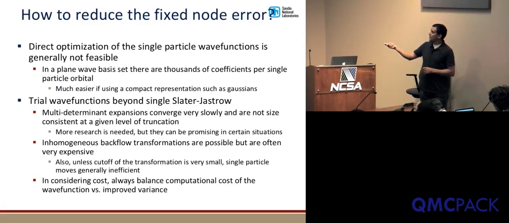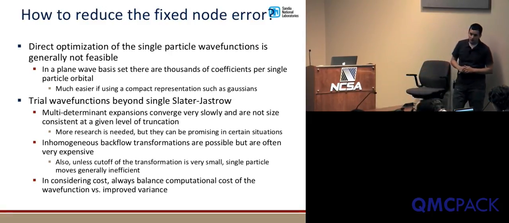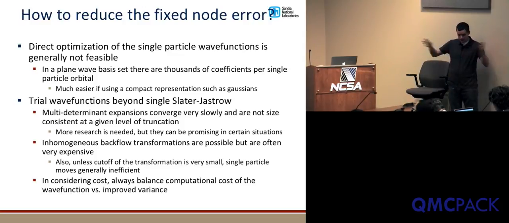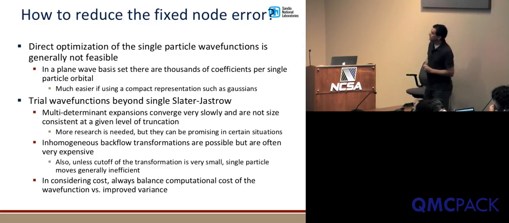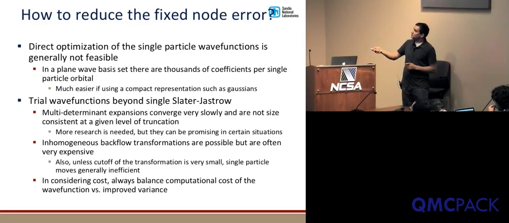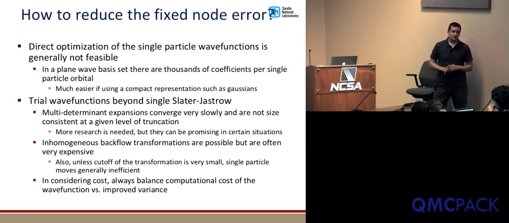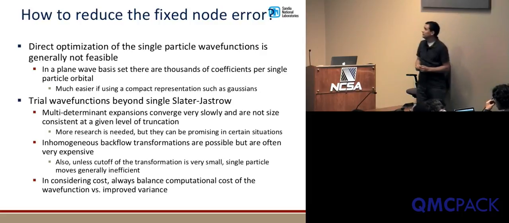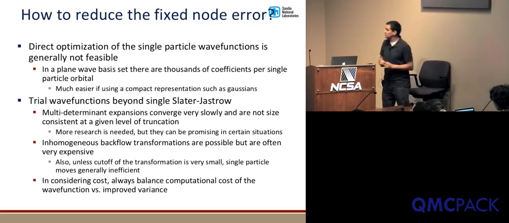There are these backflow transformations. David talked about the Feynman-Kac formula that can generalize the wave function. It's possible, but often very expensive. If you're doing a one-particle move and you don't have some sort of short cutoff, you may have to change all of the orbitals every time you move an electron. So again, possible but expensive.